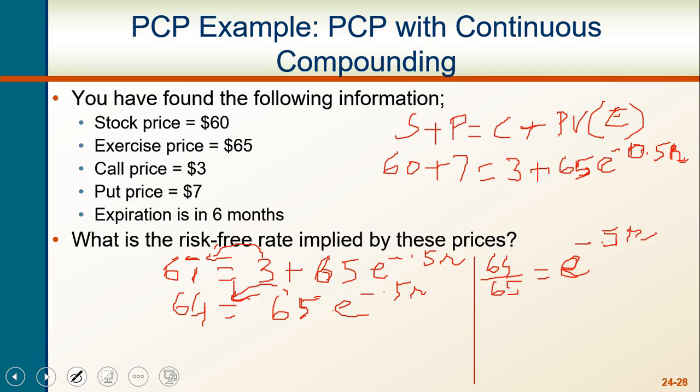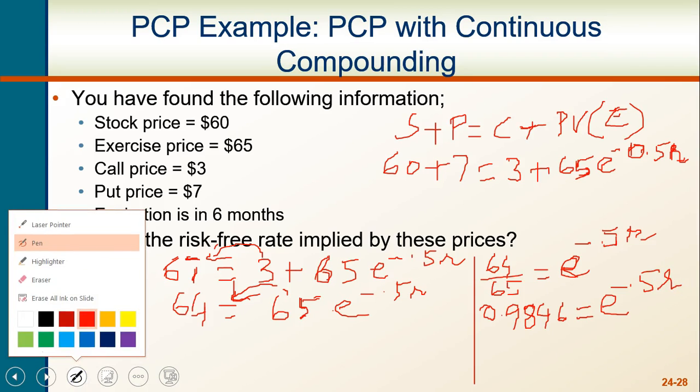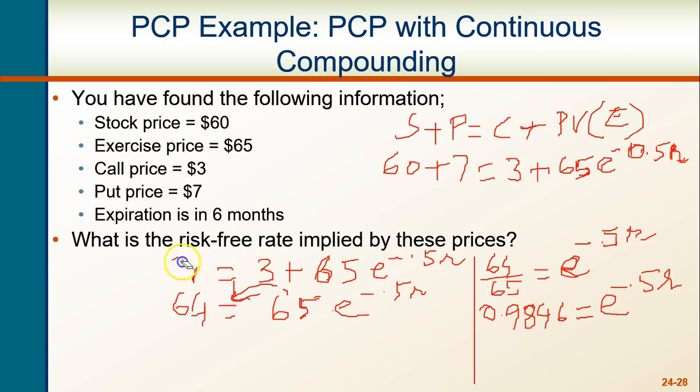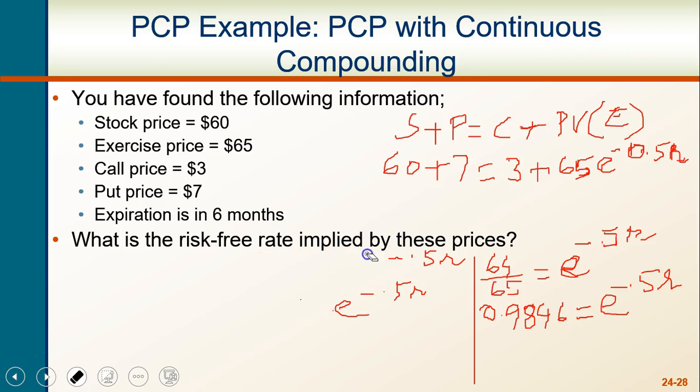So I'm writing here 0.9846. And look at the right hand side. I hope you know the logarithmic rules a little bit. If you don't, well, let me just write e raised to the power minus 0.5 R for now. Right, and I need to give myself a little bit of space, so I'm erasing from this side. So we will continue after I have enough space to write.